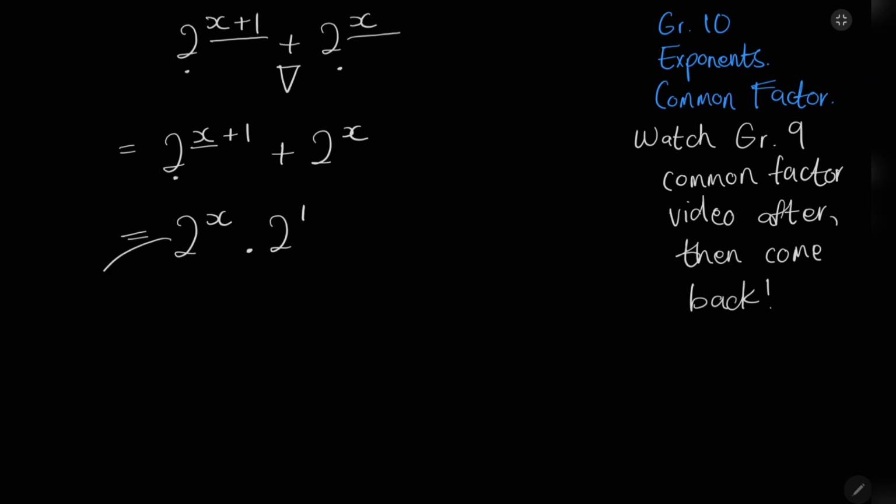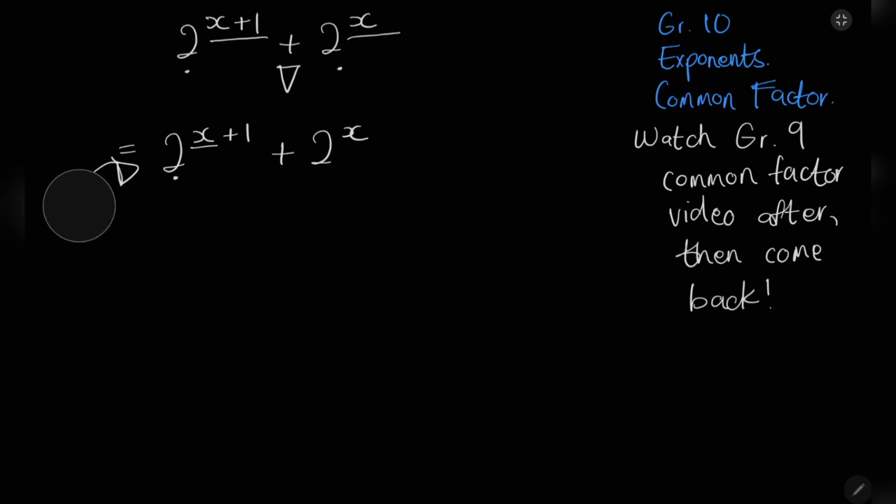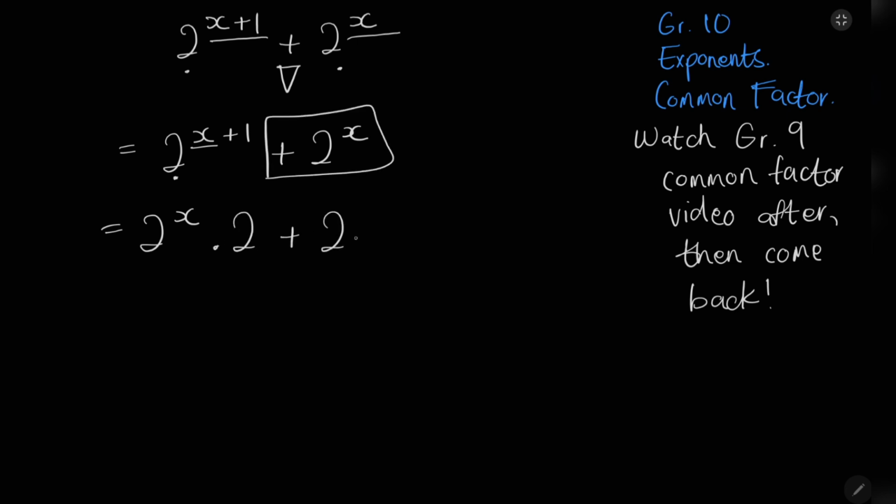And if you want to make sure, let's solve this. You have 2 and 2. You have the same base and they're multiplied. Therefore, you add the exponents. You'll get 2 to the power x plus 1, which is exactly that. So let me write this again. 2 to the power x plus 1 can be written as 2 to the power x times 2. We're left with 2 to the power x.